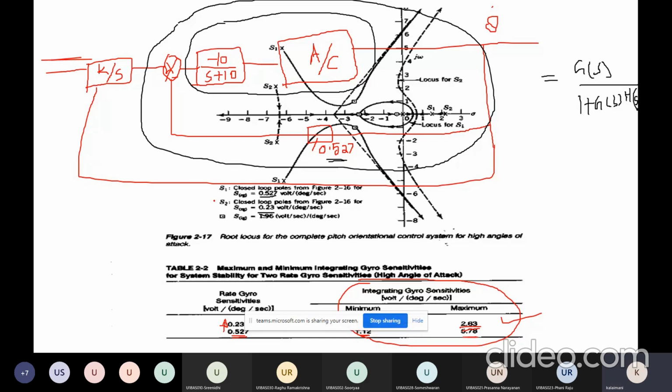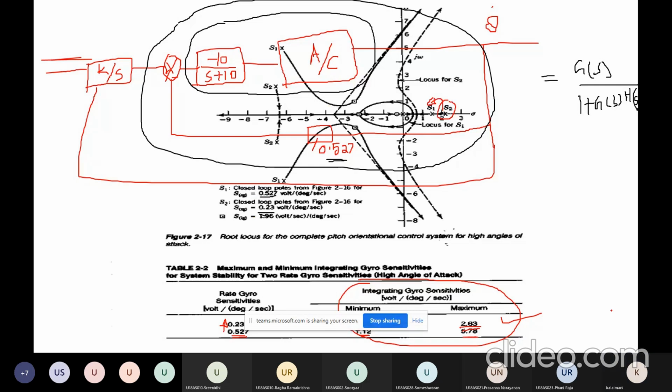When the rate gyro sensitivity value is very low, my poles are far away from the origin, because S2 is the root locus branch where the rate gyro sensitivity value is 0.23. Suppose I increase the rate gyro sensitivity value to 0.527, the S2 poles try to move towards the left-hand side of the S plane. That means the unstable region will try to move into the stable region. Therefore, increasing the rate gyro sensitivity gives a wider range of values for selecting the integrating gyro sensitivity.